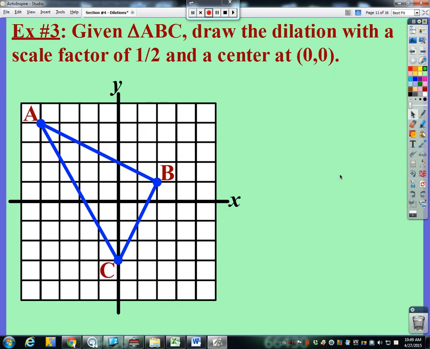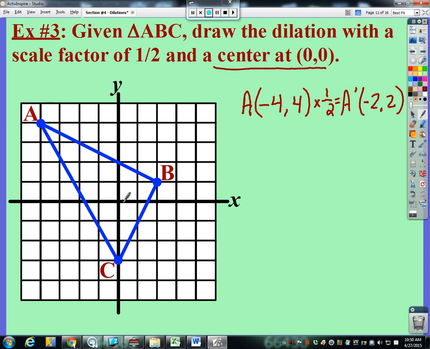Example 3. Given we've got this triangle ABC, let's draw the dilation with a scale factor of 1/2 with the center at 0, 0. So we could technically use our rules here because our center is at 0, 0. And so if I just wrote down what the coordinates were, I'm going to show you this one of two ways here. So A is currently at -4, 4. And so if we multiplied this by 1/2 with our scale factor, then A prime would be located at -2, 2. So if I went -2, 2, there's A prime.